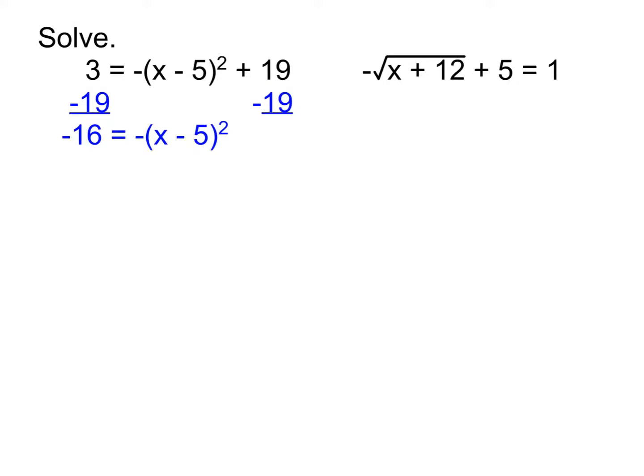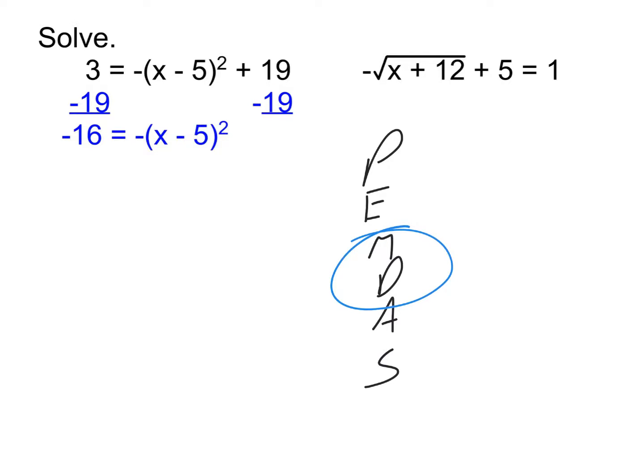All right, now I have -16 equals a negative x minus 5 squared. I now need to get rid of the negative, because if I think back to my order of operations, PEMDAS, I just got rid of any addition or subtraction. The next thing I get rid of is any multiplication or division. And remember that the negative is like -1 multiplied. So it actually goes in as multiplication. The exponent is what I'll deal with after that, because undoing an equation means you're going backwards through order of operations.